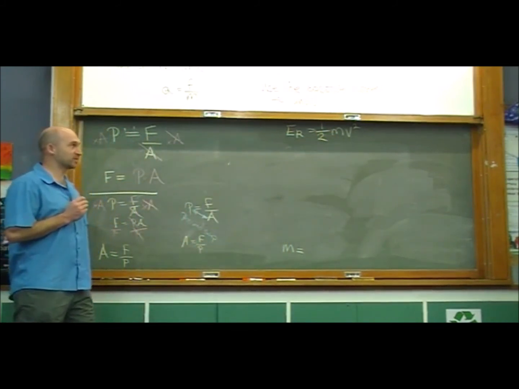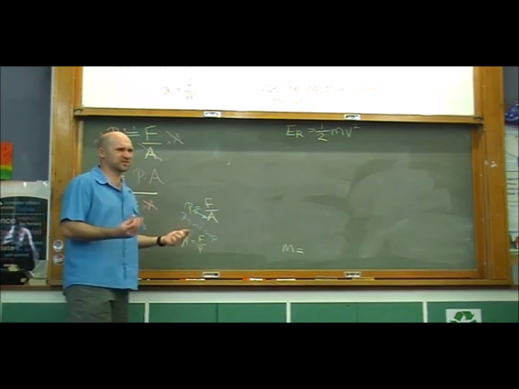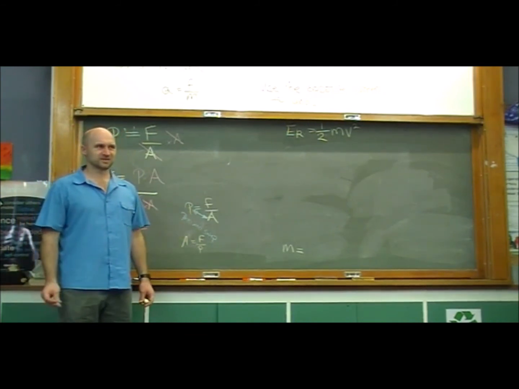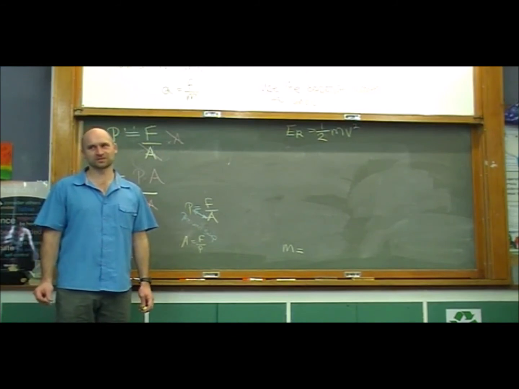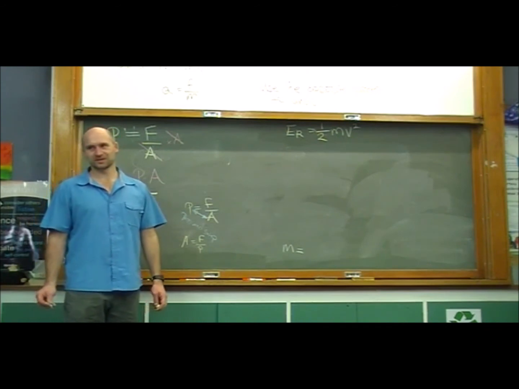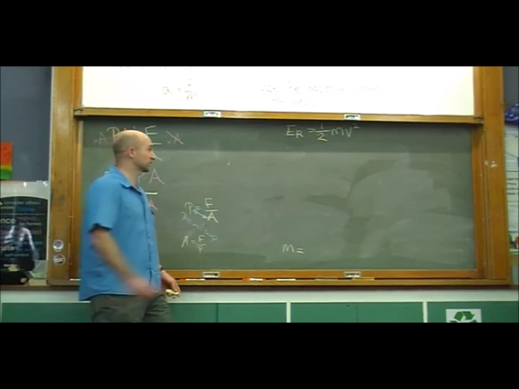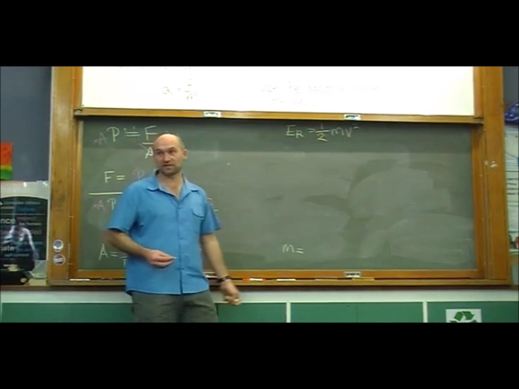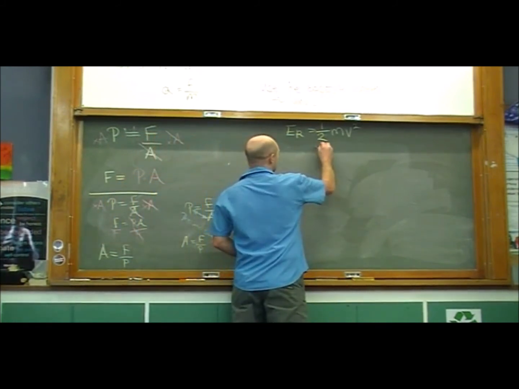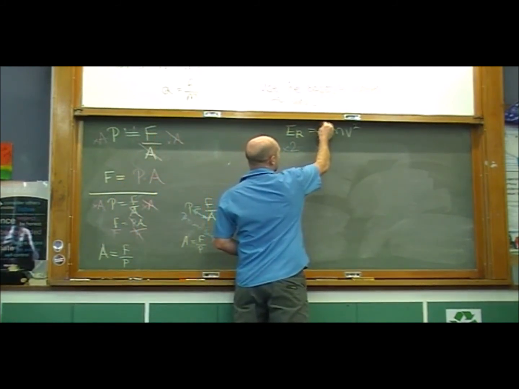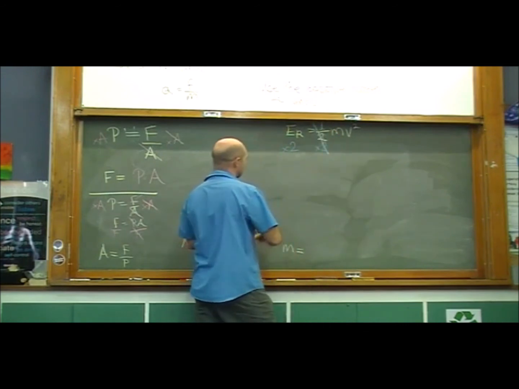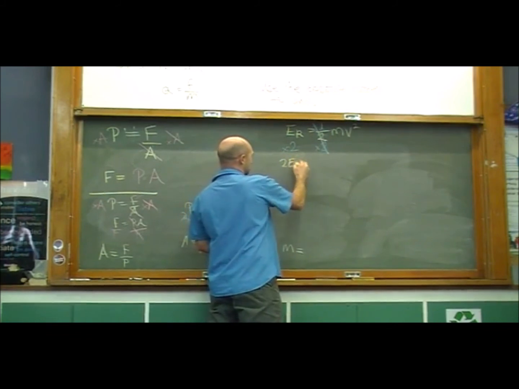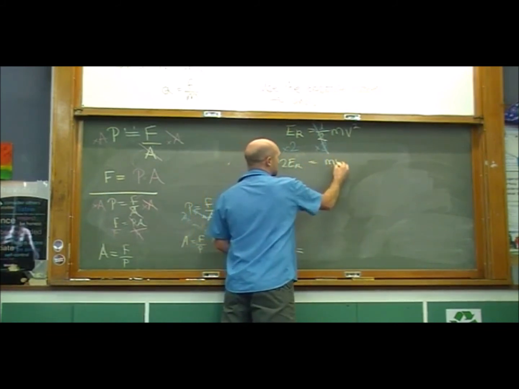We could divide by a half. What's the opposite of a half? Cut something in half. How many halves have you got? Two. What's the opposite? Times by two. So the easiest way of dealing with the half is to times by two. It's like putting a two on the top. Look, two over two just cancels. And so we're left with 2E_K is m v squared.